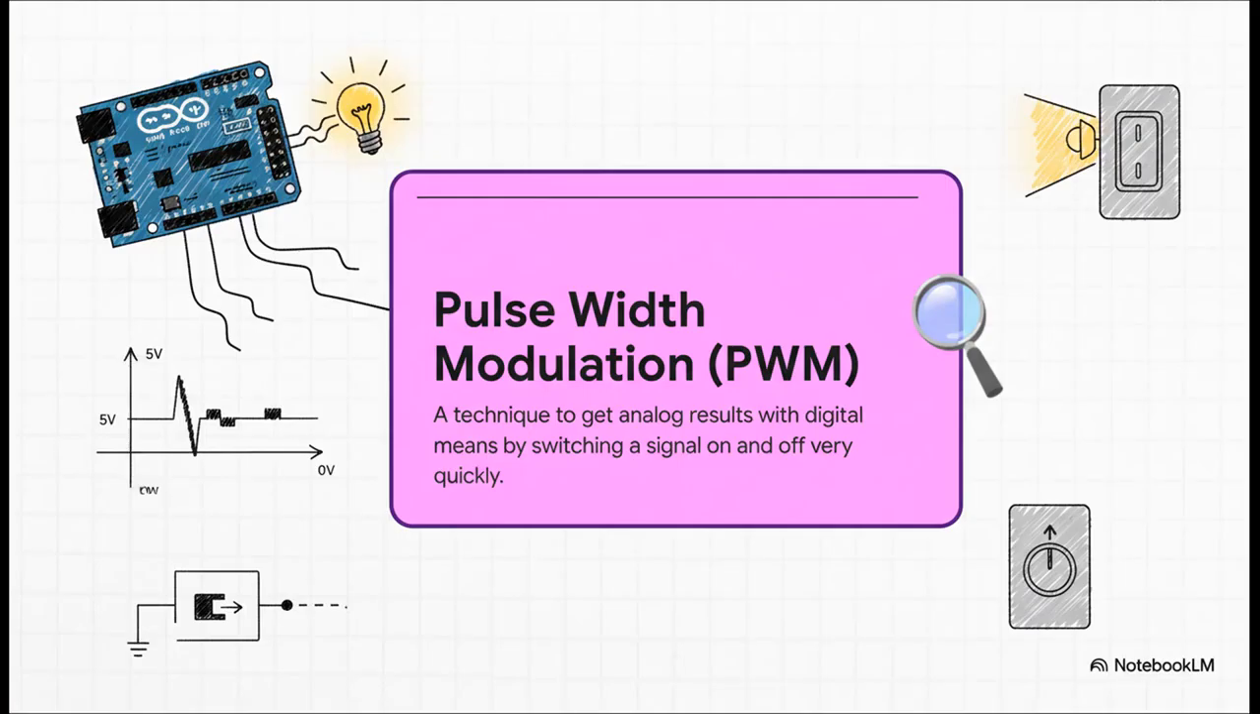So what on earth is pulse width modulation, or PWM? The idea is actually genius. A digital pin can only be on or off, right? 5 volts or 0 volts. It can't output, say, 2.5 volts.